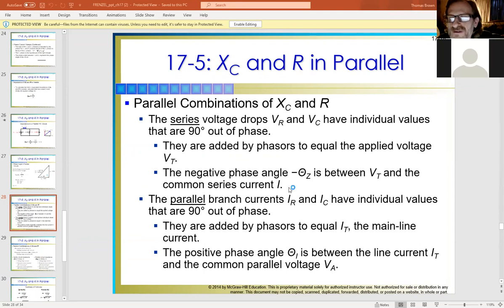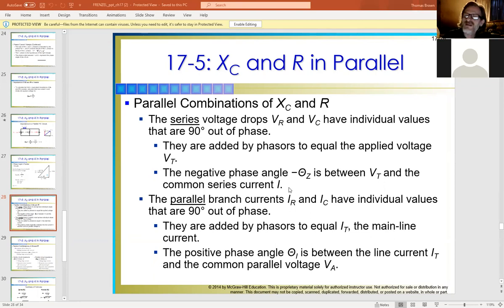They're added by phasors to equal the applied voltage, right? You can never exceed what your power in is. Your power out has to be what your power in is. So we add up the phasors, and we see that they all equal the applied voltage. And if not, go back and check our math.